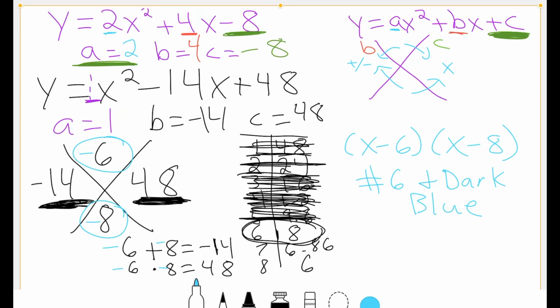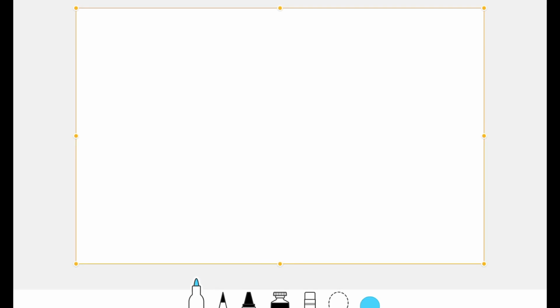So let's do one more. So let's say we had y equals x squared plus 3x minus 40. Well, our a, our imaginary a, is 1. If there's nothing there, it's 1. Our b is 3, and our c is negative 40.